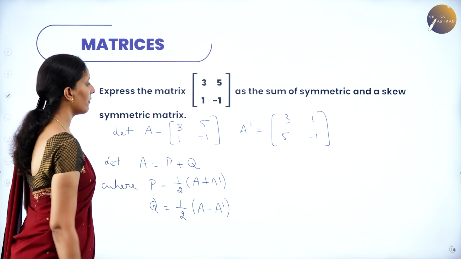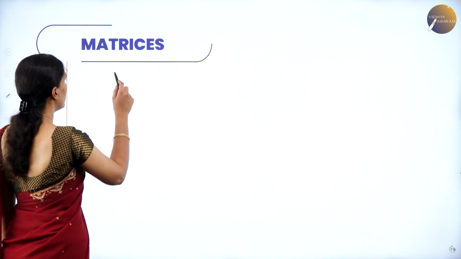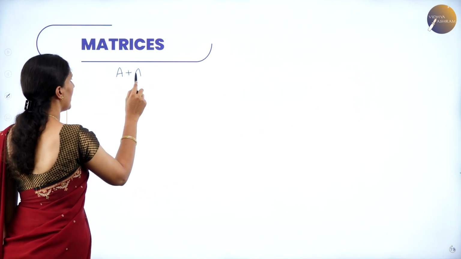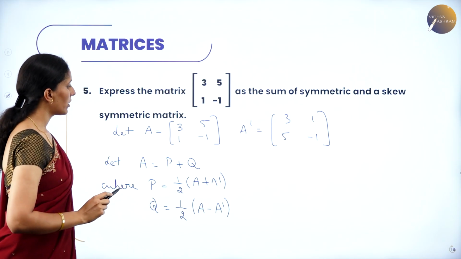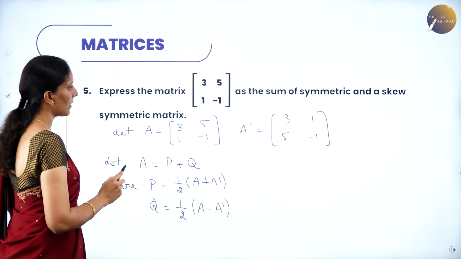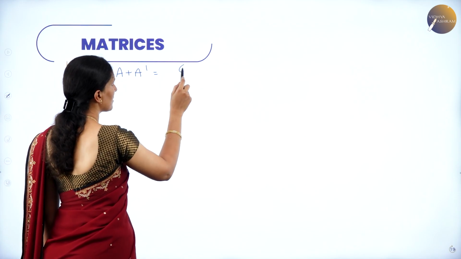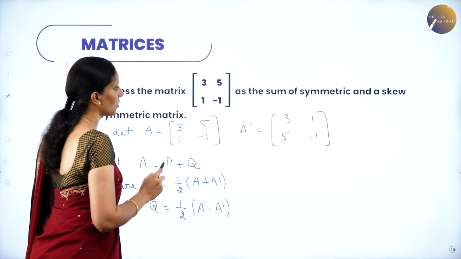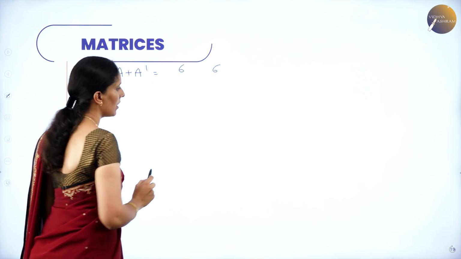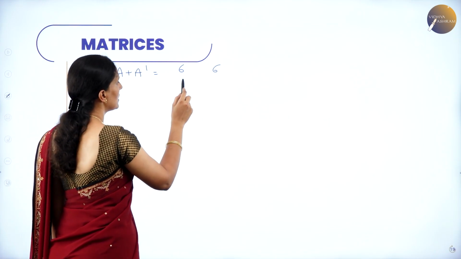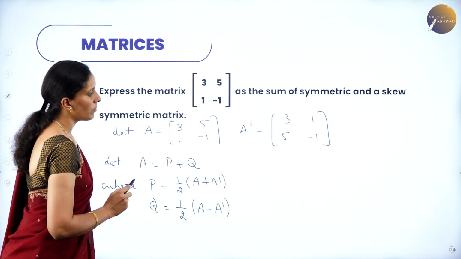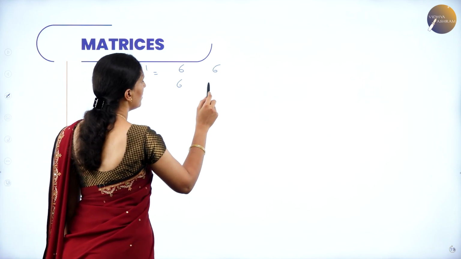First, let us see what is A plus A dash. So, let's take A plus A dash. It is 3 plus 3, 6. Next, we have 5 plus 1, 6. Next, we have 1 plus 5, 6. Next, we have minus 1 plus minus 1, minus 2.